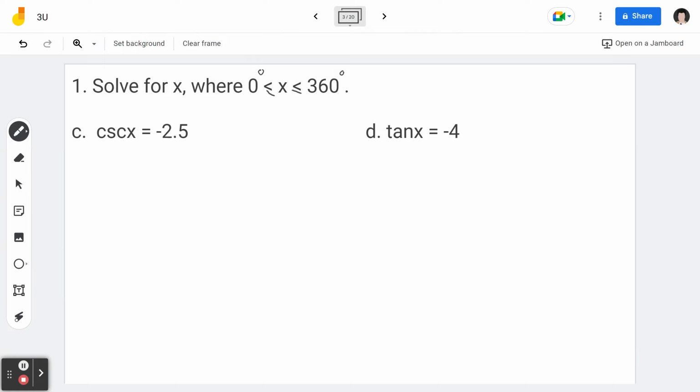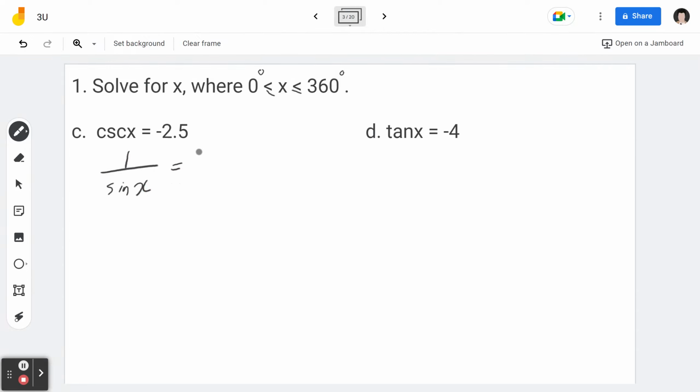Example 1c, cosecant x equals negative 2.5. So I would like you to pause the video, try this first, and when you press play again, I'll be here. Welcome back, everybody. So again, if you think about cosecant x, this is 1 over sine x.